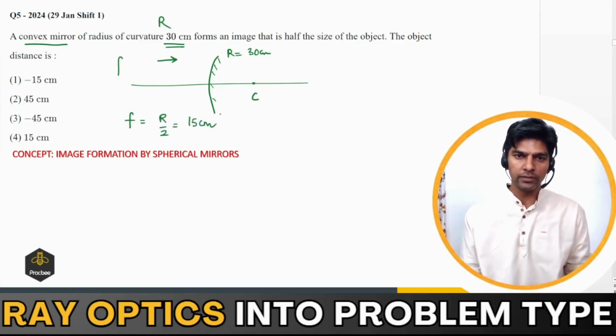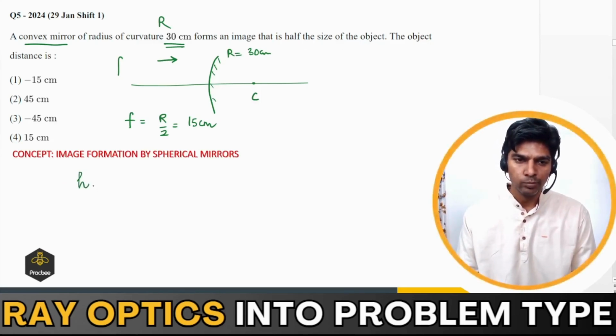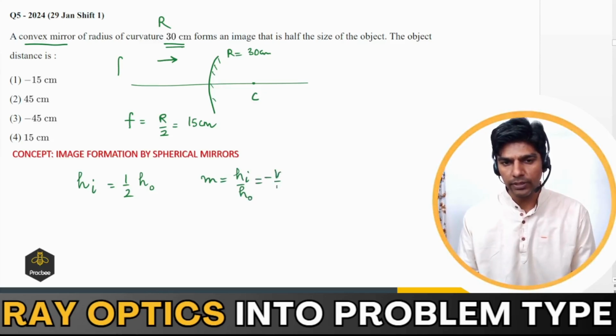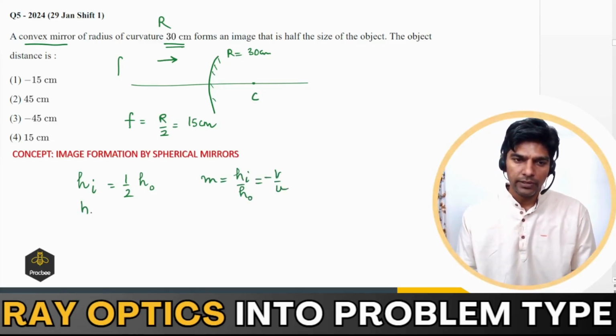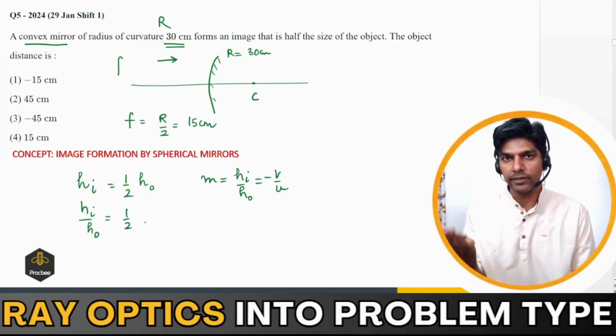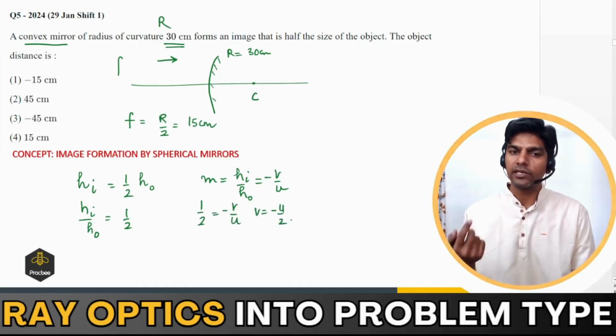So now we know the focal length, and we know the size of the image is half of the size of the object. So we can say the height of the image is half the height of the object. And we know that magnification is nothing but height of the image divided by height of the object, and this is minus V by U. So magnification is given to us as 1 by 2. And it should be positive, because we are getting an erect image of the object. So 1 by 2 is equal to minus V by U. So V is minus U by 2, right? So we got the relation between V and U.